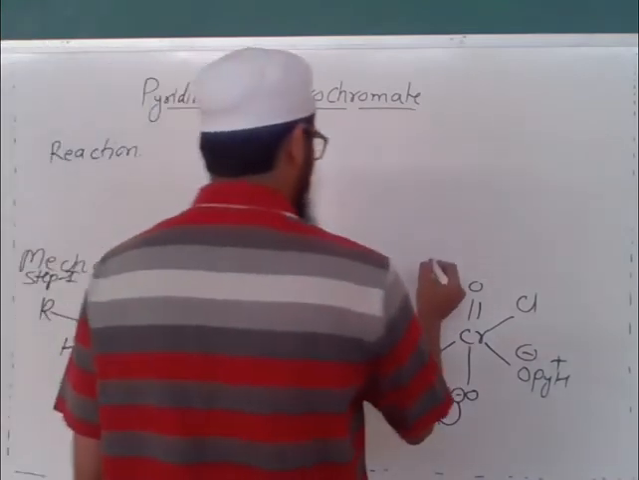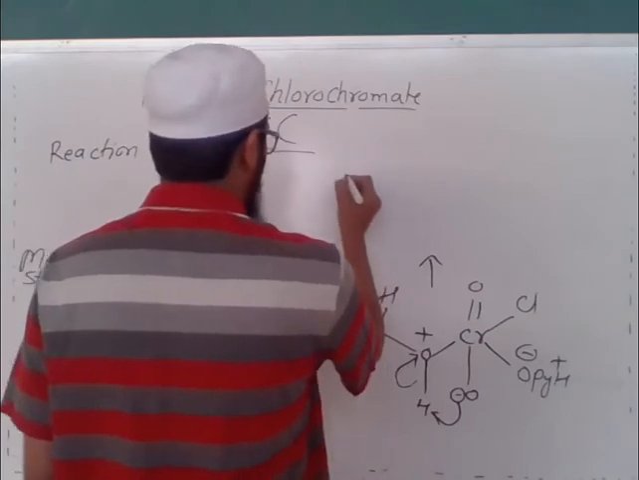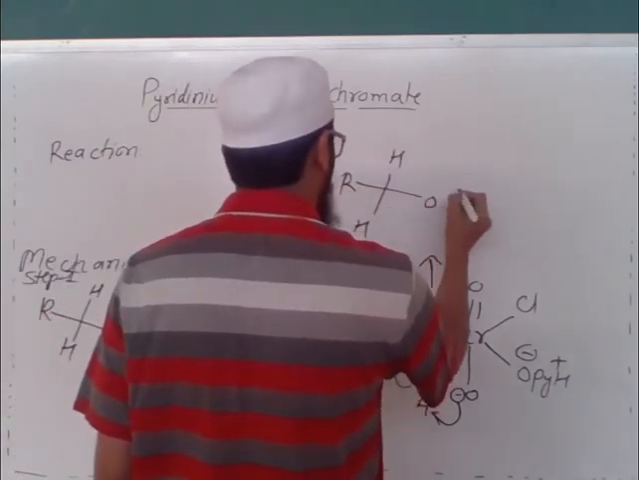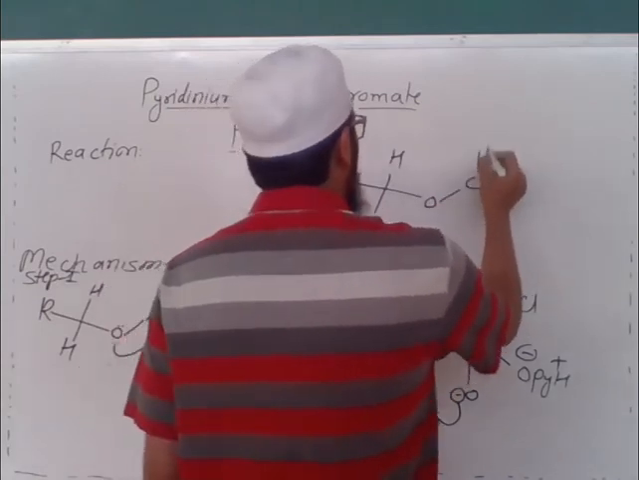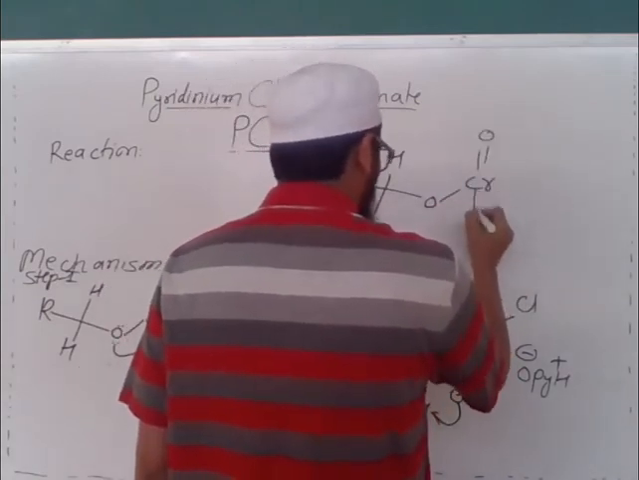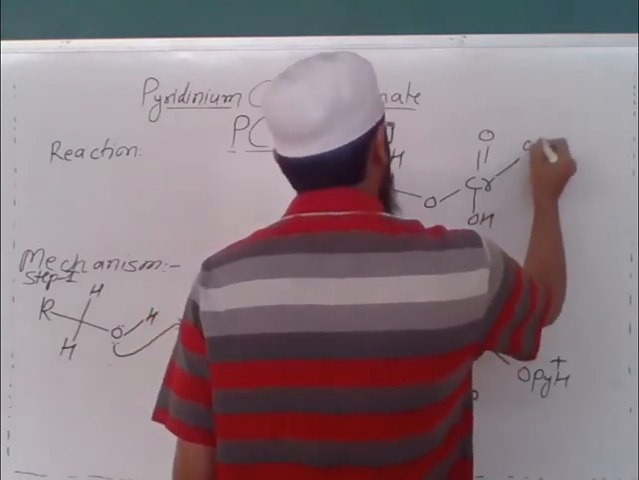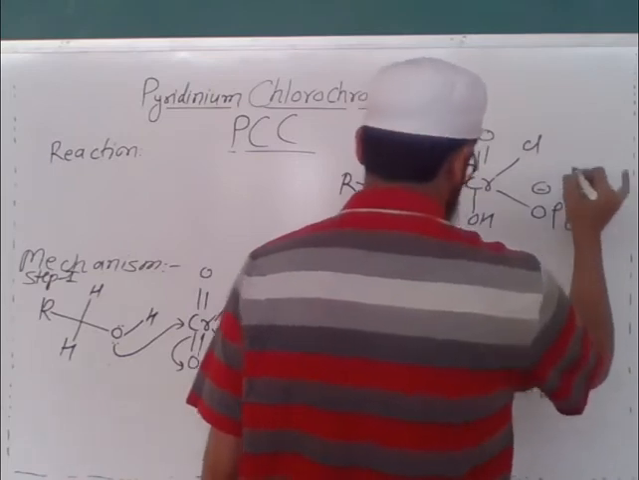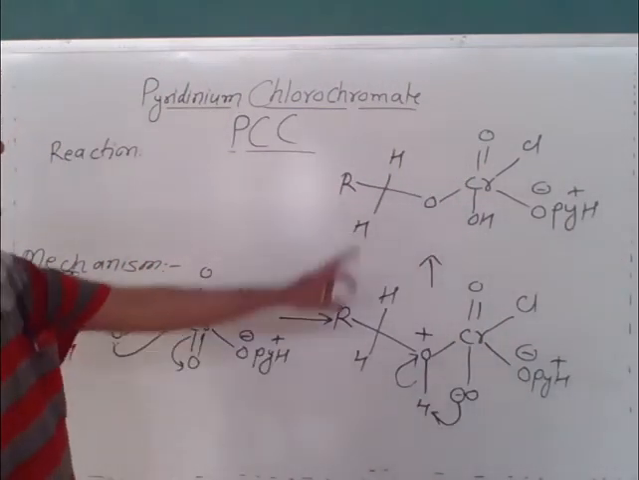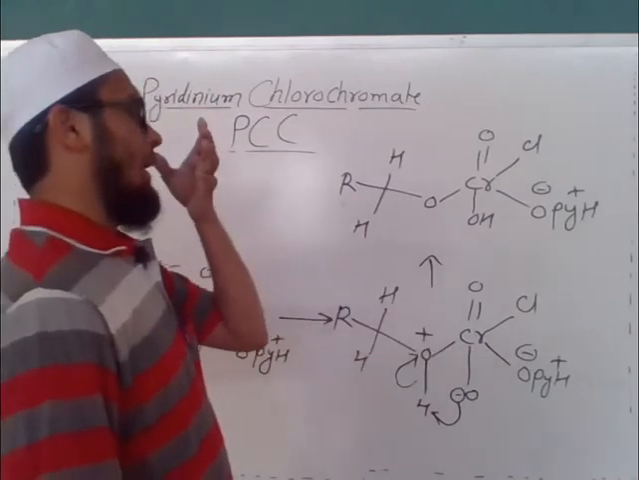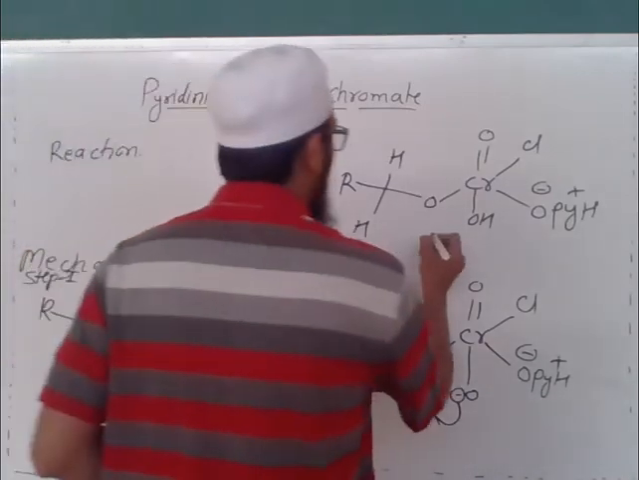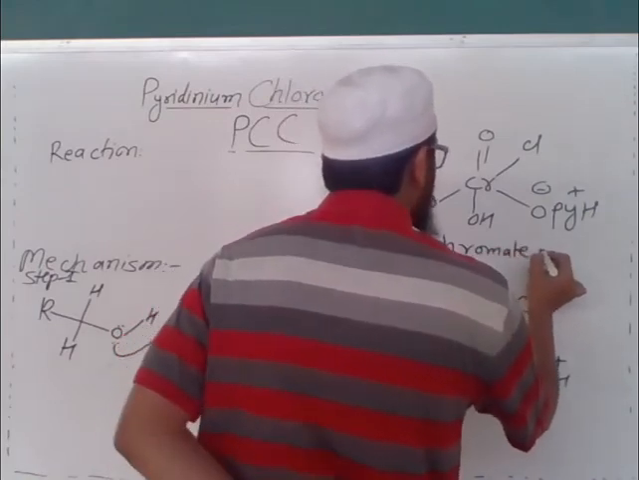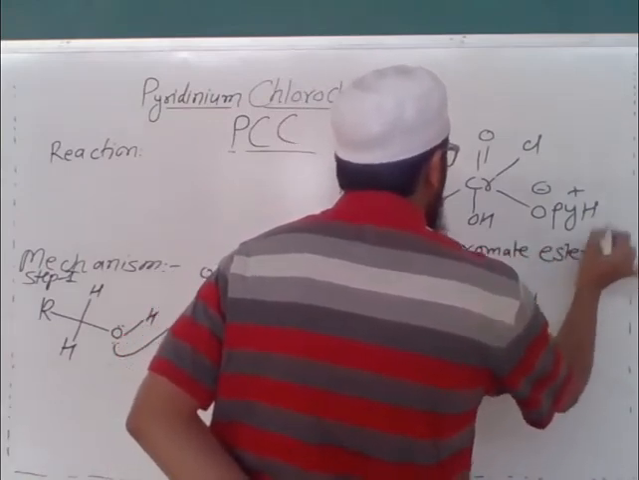Now in the next step, after the arrow, what do I have to write? I have to write R, single bond H, single bond H, single bond O, single bond chromium, double bond O, double bond O, single bond OH, single bond chlorine, single bond O negative, PyH. So this oxygen has become neutral. This step is called chromate ester.